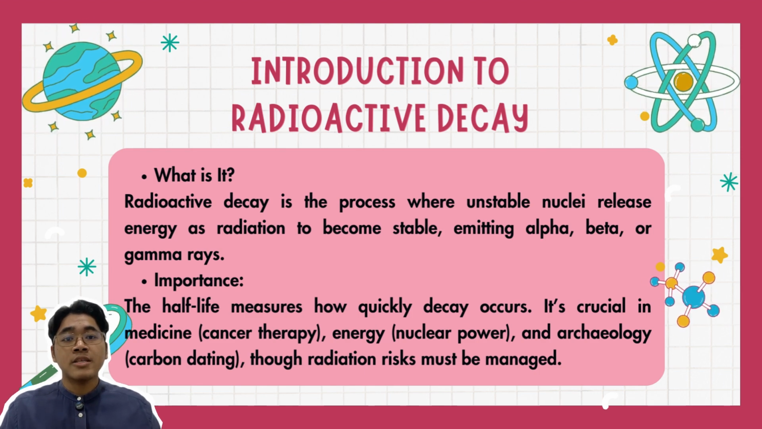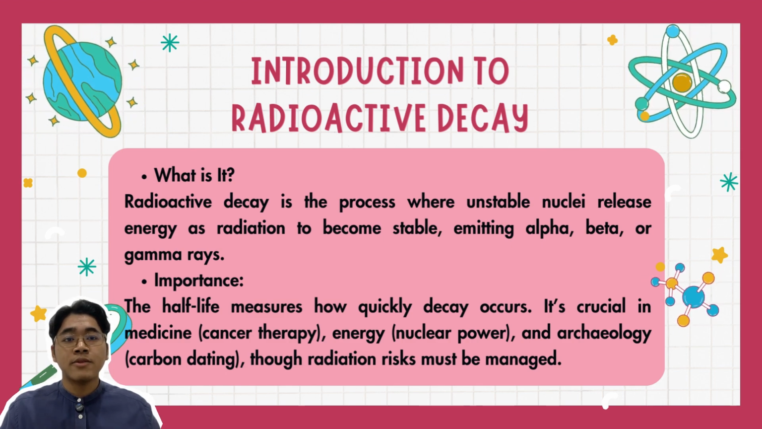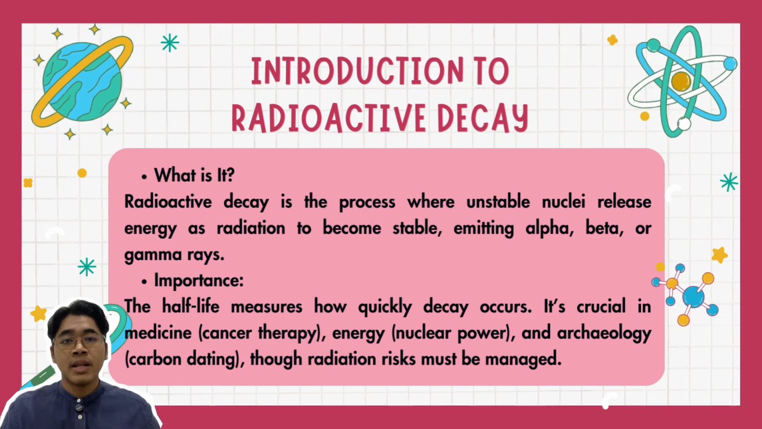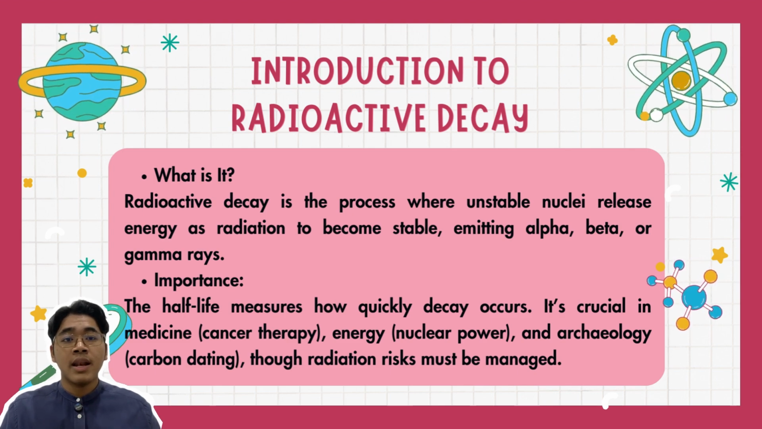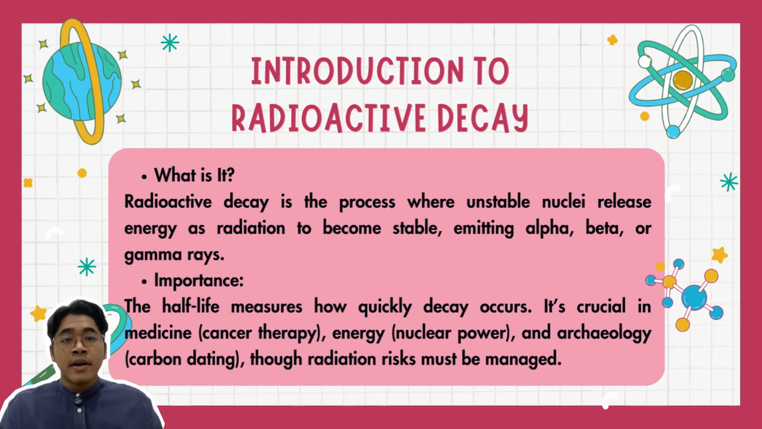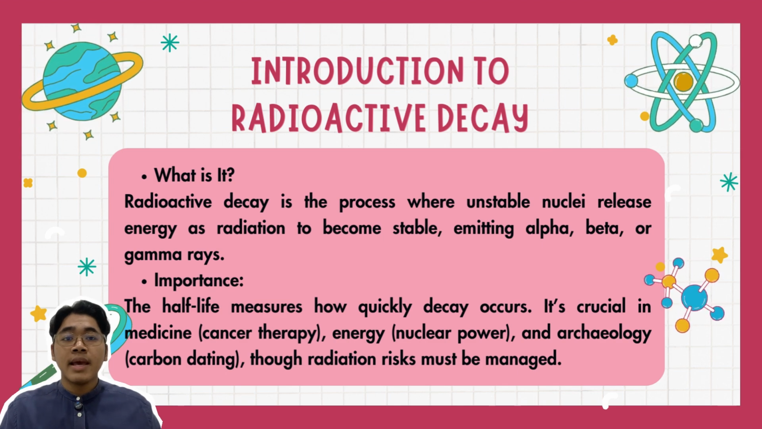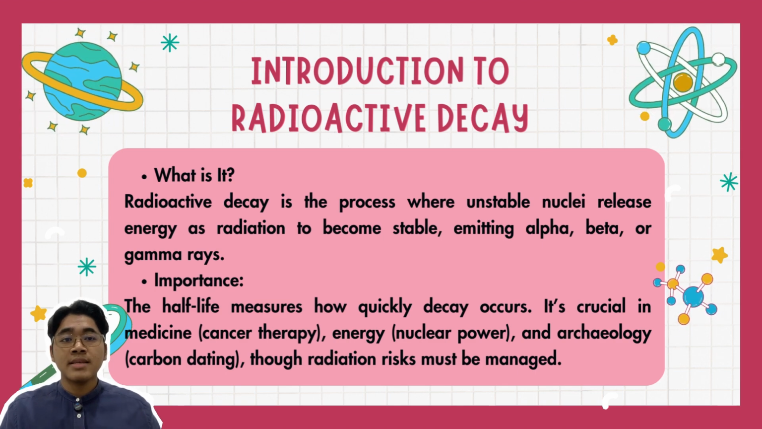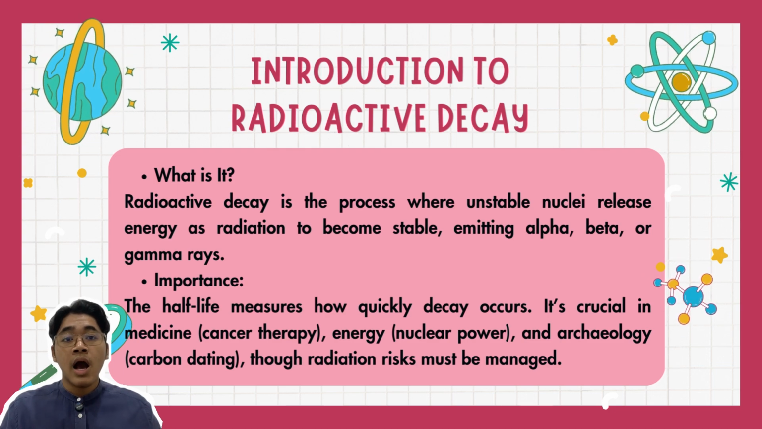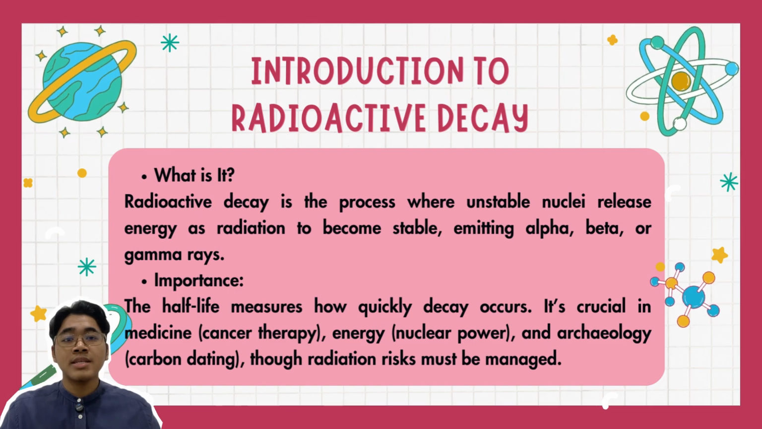The rate of decay is measured by the half-life, the time it takes for half of a radioactive sample to decay. Substances with shorter half-life decay faster and are less stable, while those with longer half-life, like uranium-238, can persist for billions of years. Radioactive decay is vital in fields like medicine, energy, and archaeology, with applications such as cancer treatment, nuclear power generation, and carbon dating. However, managing radiation risk is crucial due to its potential hazards.